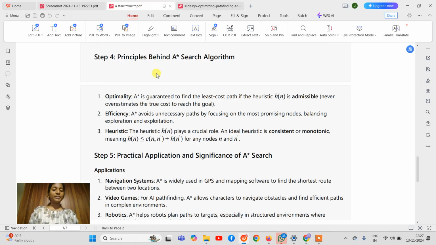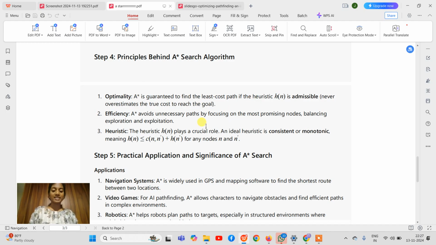Now we look at the principles behind the A star search algorithm. Optimality: A star is guaranteed to find the least cost path if the heuristic h(n) is admissible, which means it has to never overestimate the true cost to reach the goal.